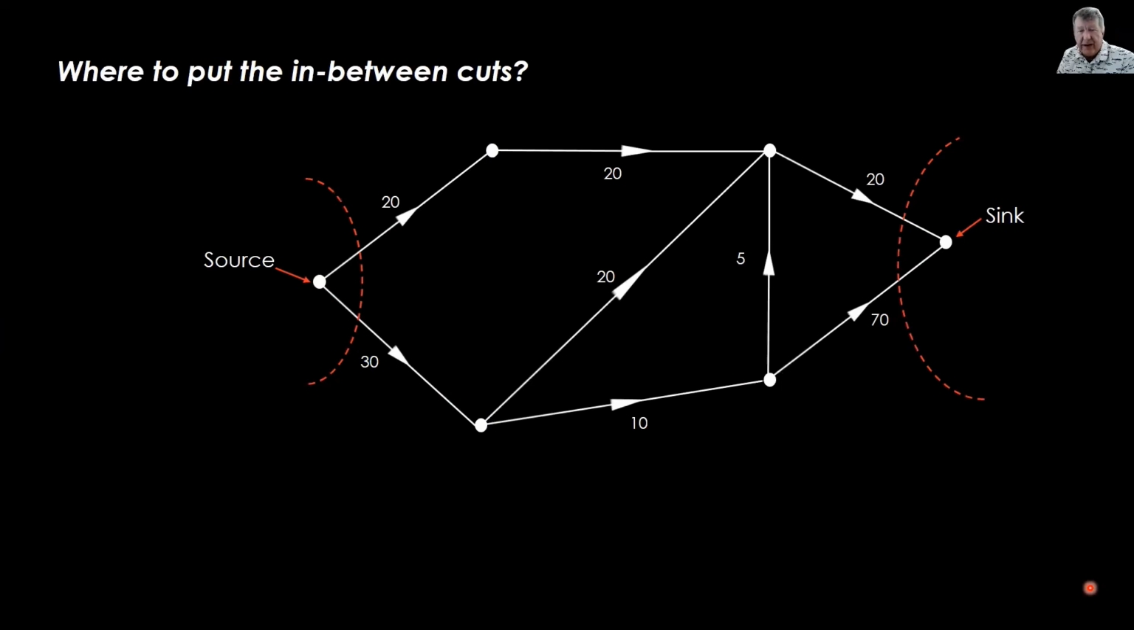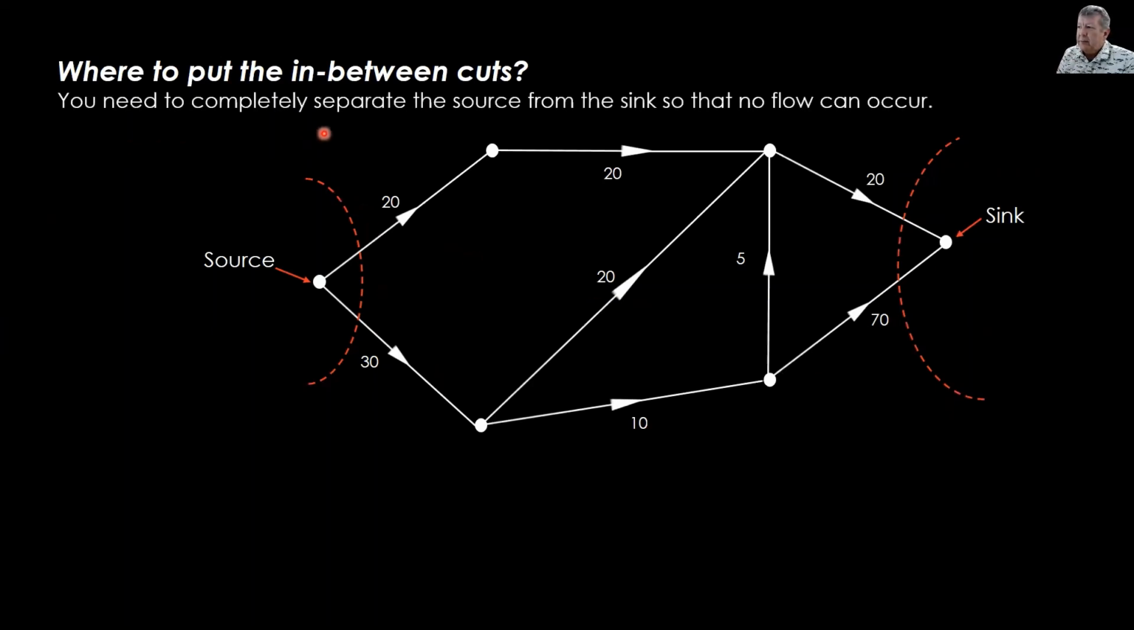All right, where do you put the cuts in the middle? Good question. We have to be a little bit scientific about this. So we've got our source cut, we've got our sink cut. Let's just pretend they're out of the way. This is just about where to put the cuts in the middle. All right, we need to completely separate the source from the sink so that no flow can occur. So just imagine we're cutting the pipes completely and we're blocking it off. And we're going to measure where those pipes are cut.